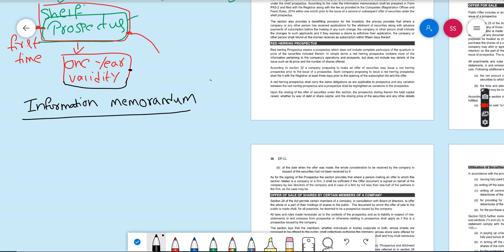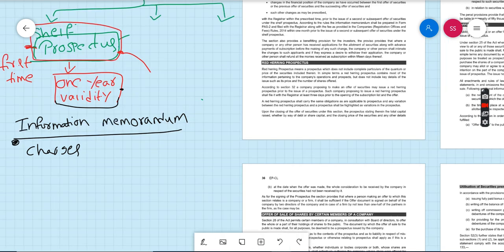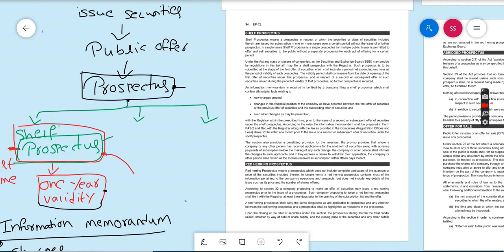In this information memorandum, if there are any new charges created on your assets, that will be mentioned. And also, if there is any change in the financial position of the company, that should be mentioned in the information memorandum. Okay, so we will sum up the shelf prospectus.